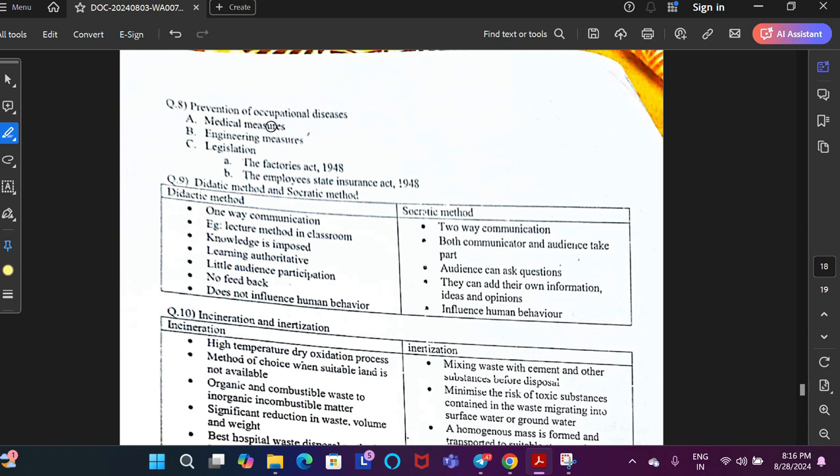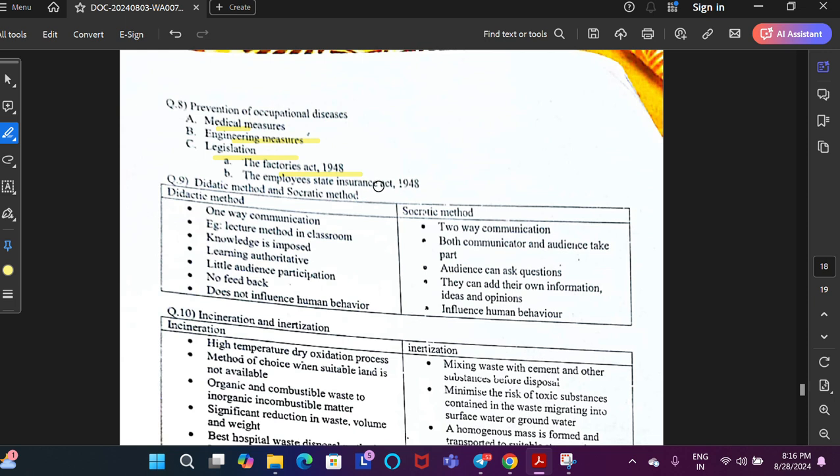Then prevention of the occupational diseases. You can take medical measures, engineering measures, and legislation: the Factories Act of 1948 and the Employees State Insurance Act 1948.